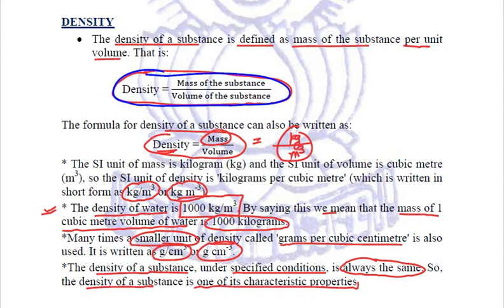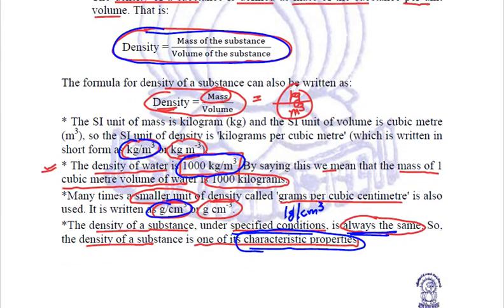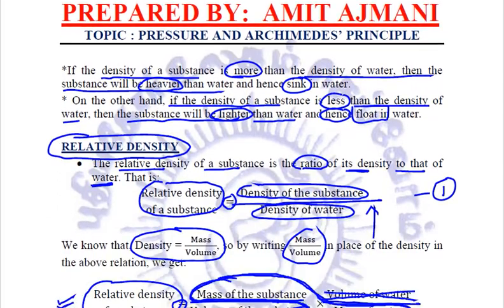We discussed in detail about the density, which is simply mass per unit volume. Need to relate the SI unit, kilogram per meter cube, and the lower unit, gram per centimeter cube. The density of water in SI unit is 1000 kilogram per meter cube, and in lower unit it is 1 gram per centimeter cube. This density is a characteristic property of any substance, because under normal specified conditions, the density of the substance always remains the same.